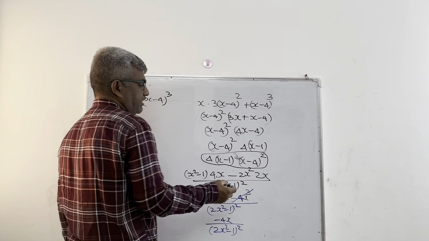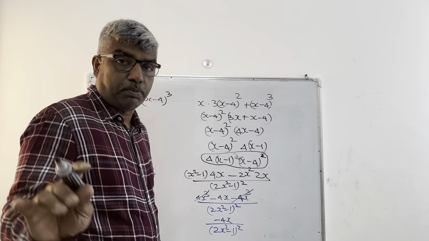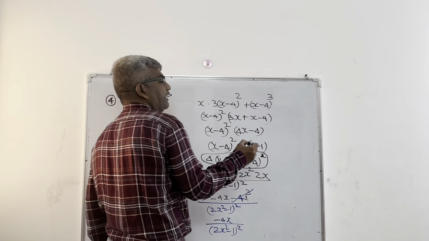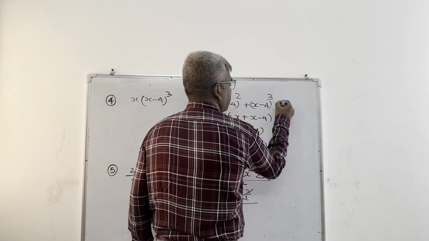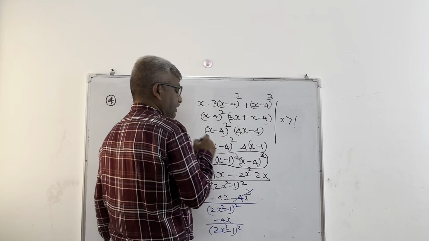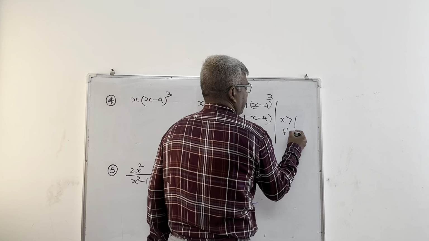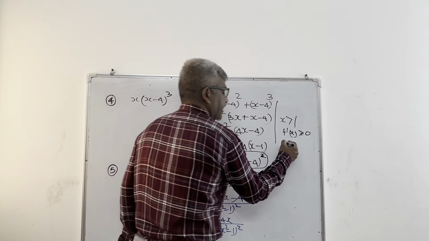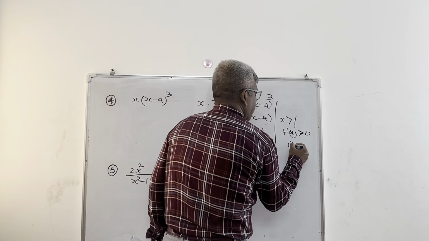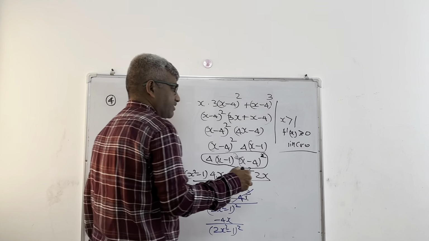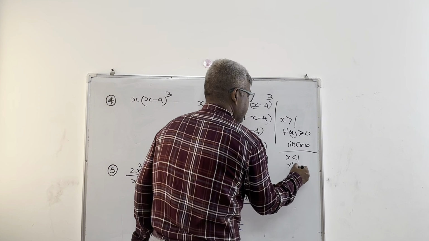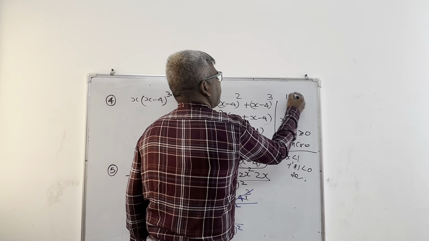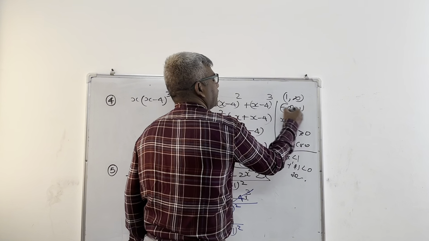When will it increase? (x minus 4) squared is always positive, so there is no issue, and 4 is always positive. When x is greater than 1, f dash x is greater than 0, that is increasing. When x is less than 1, f dash x is less than 0, decreasing. So 1 to infinity increasing, minus infinity to 1 decreasing.